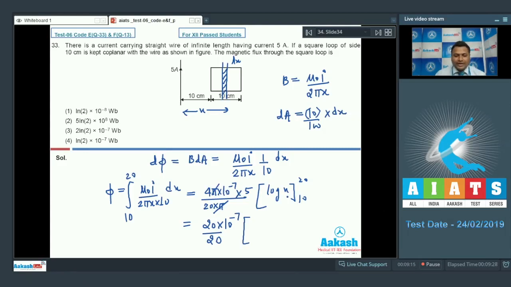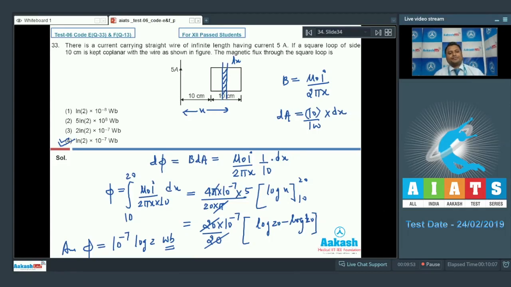Putting the limits, you will get log 20 minus log 10. You know that log A minus log B equals log A by B. So 20 upon 10 gets you directly log 2. So ultimately your answer, the total magnetic flux bounded with this square, will be 10 to the power minus 7 log 2 Weber. So that's why we will go with option number 4, which is absolutely correct.